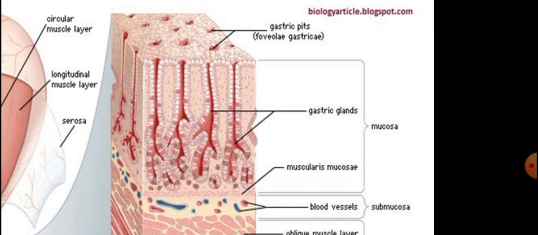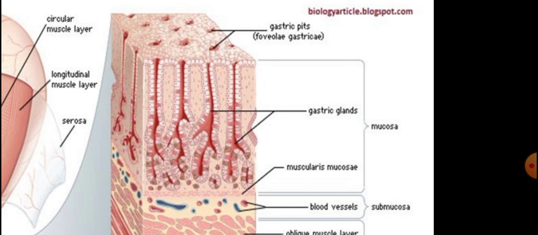These are the epithelial lining, then the lamina propria and the muscularis mucosa. This epithelial lining shows depressions and forms a pit-like structure. Pit means a hollow. You can see small pore-like structures here. These are called gastric pits.